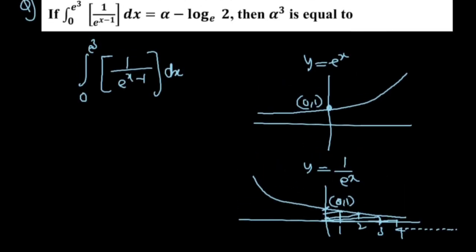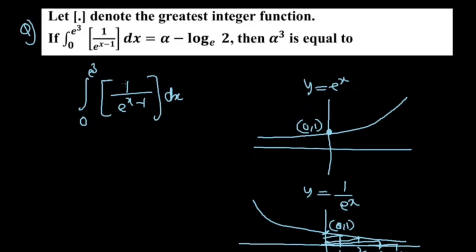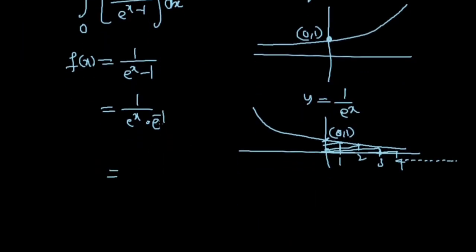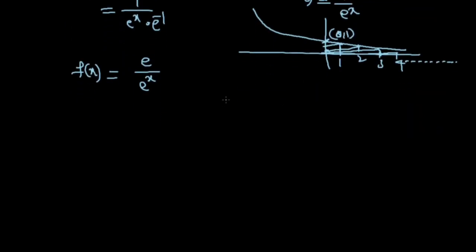Now let's draw the graph of this function. What is the function inside? The function f of x equals 1 by e to the power of x minus 1 is given. So here we will write 1 by e to the power of x into e to the power of 1, and e to the power of 1 goes to the numerator, giving e by e to the power of x. So we have to plot this graph. Using the graph we'll solve this problem.